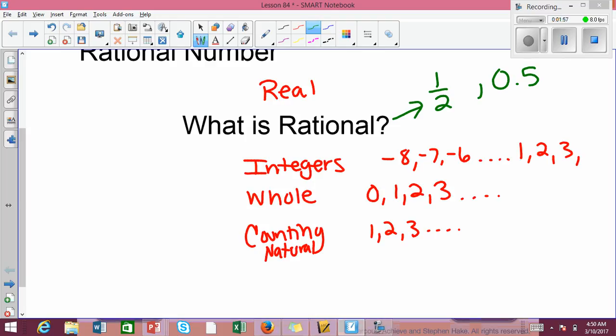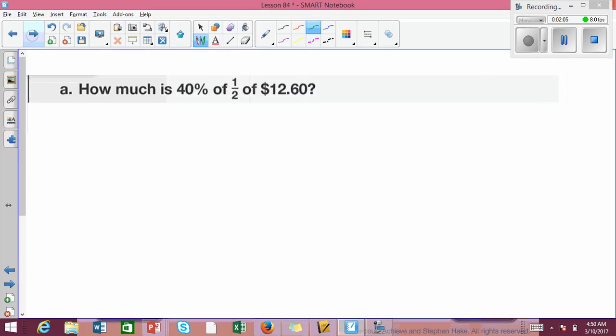So what we're going to be talking about today is whether we should use a fraction or we should use a decimal. Okay? Which one? That's what we're going to be deciding. So let's do that. How much is 40% of 1/2 of $12.60? So the first step we're going to complete is to rewrite it. Okay? So 40%, except for now we're going to write of. Of means multiply. 1/2 of means multiply.